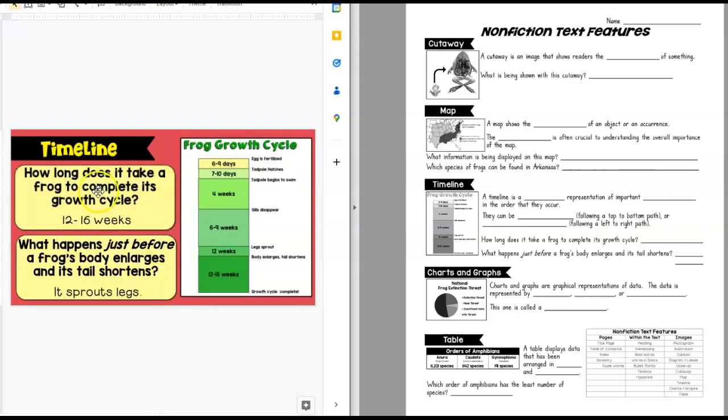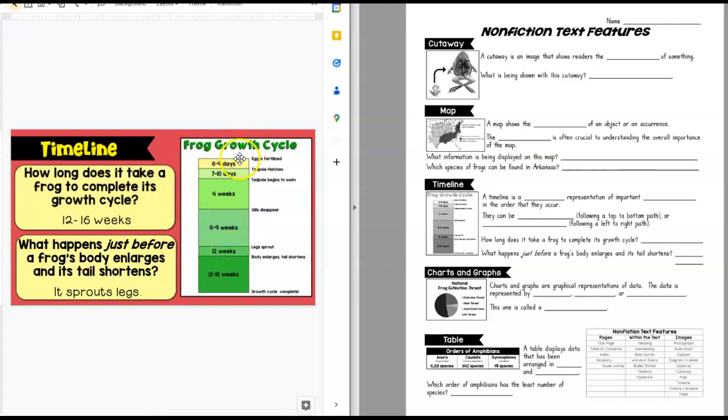Okay. How long does it take for a frog to complete its growth cycle? Well, we would want to look at these words over here and see where that's at. And we find that it's 12 to 16. So this up here is 6 to 9 days. This top part where it's yellow is the beginning. And then it goes to what happens at 7 to 10 days, what happens when the frog is 4 weeks, what happens when the frog is 6 to 9 weeks, what happens when it's 12 weeks.